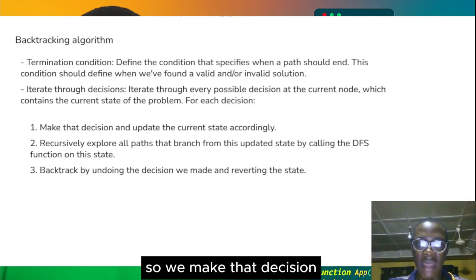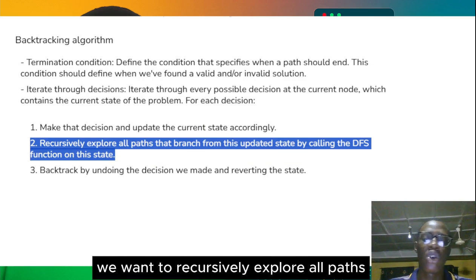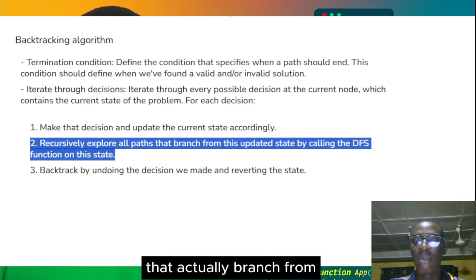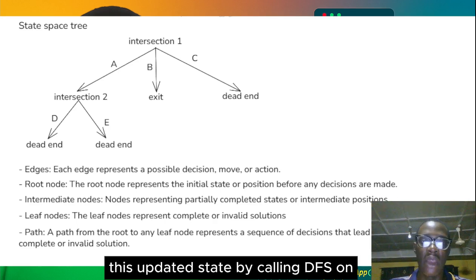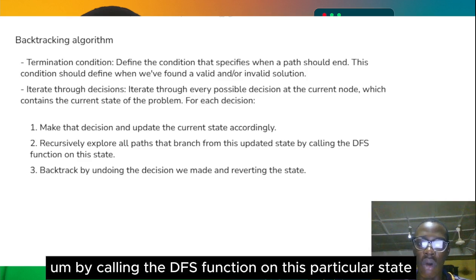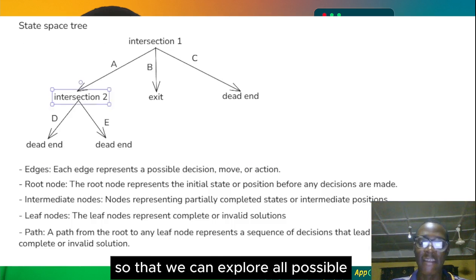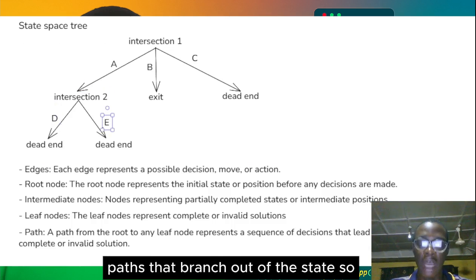So we make that decision and update the current state accordingly. Then what we want to do is recursively explore all paths that branch from this updated state by calling the DFS function on this particular state, so that we can explore all possible paths that branch out of the state.